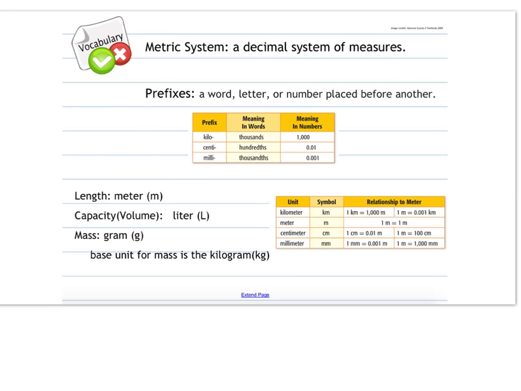We're looking at measurements of length, capacity, and mass. In the customary system, we learned about inches, feet, and all those things. In the metric system, we have meters, liters, and grams. And the base unit, though, generally for grams is kilogram. So here's an idea of what symbols look like per unit, and then the relationship to the meter.